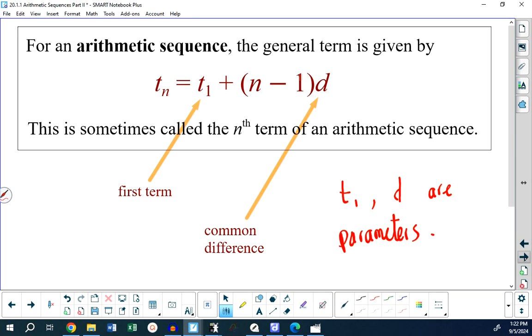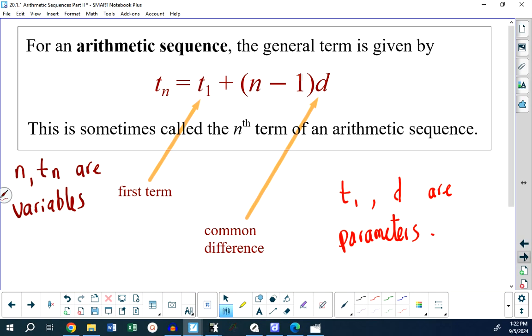And you may think, oh, what's the big deal? It's just a word. It does become important. In fact, we used the concept of a parameter this morning in my Math 30-1 class. T sub n and n are not parameters, they are variables. There's a difference. Variables are things that change in a relationship.